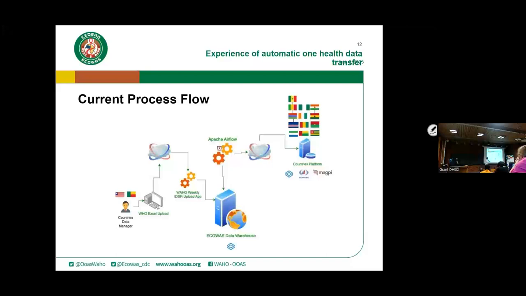So right now, for data transfer in the ECOWAS region for epidemic-prone diseases, this is our overall architecture, overall data flow. We are pulling data automatically from 13 of our 15 countries weekly at different days of the week, based on agreements we have with them. Two other countries are still using the old semi-ETL process where they upload Excel sheets on our platform. So at the end of the week, we have almost all the data from all the countries.